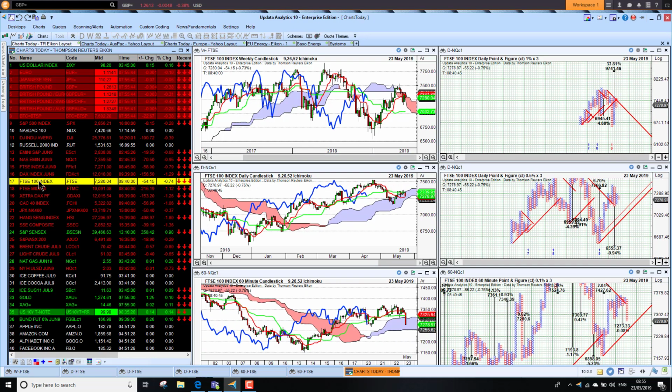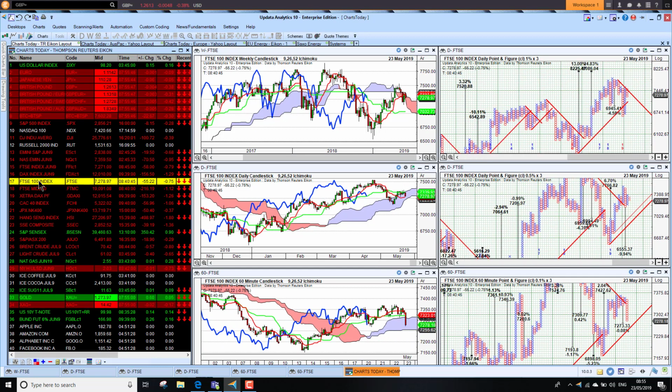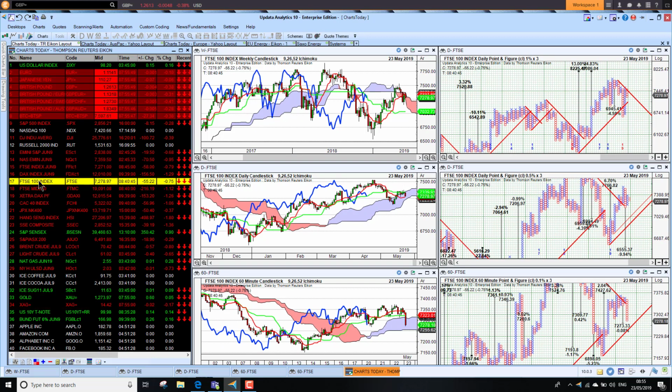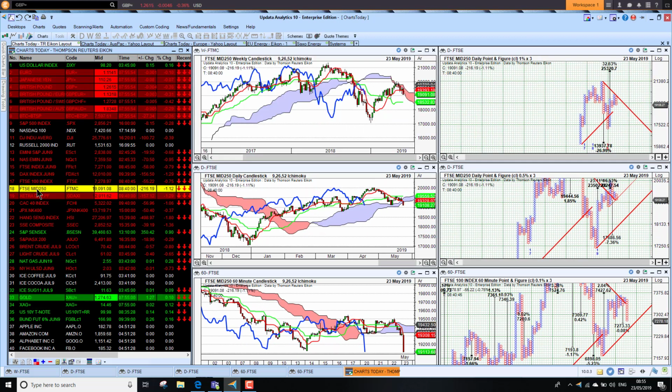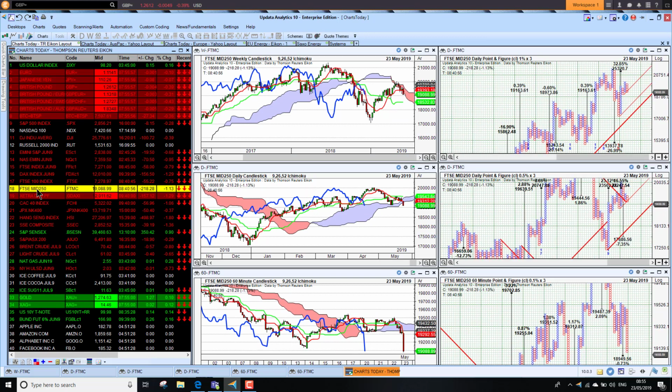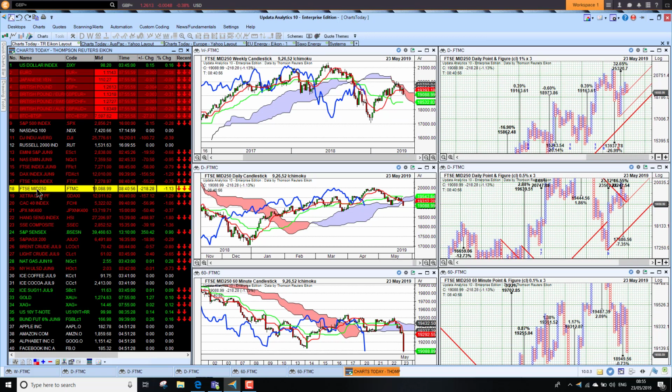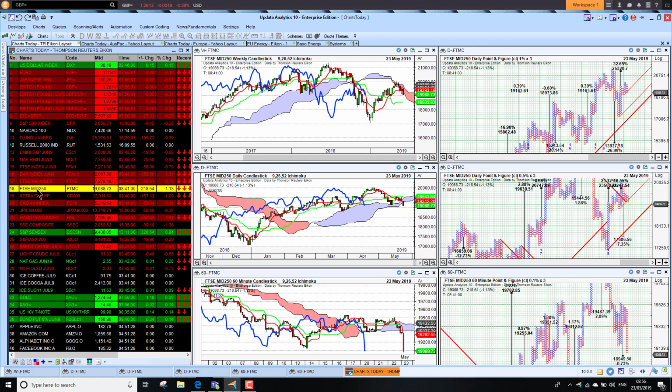Looking at the FTSE 100 index, we're down 0.75% this morning. It's actually holding on to the medium-term bullish position, but still looking a little bit worrying on the short-term chart. And the same for the medium-term chart. In fact, we are pretty bearish here now on the short-term chart, a further downside potential. So we're seeing smaller cap stocks being hit.